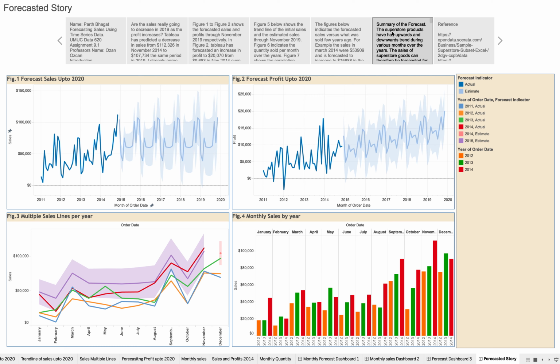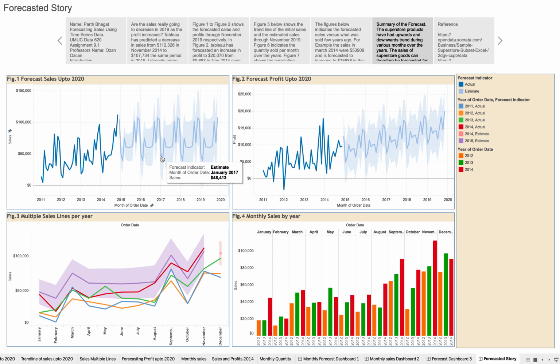So summarizing all these data sets we have here, the Superstore products have had upward and downward trends during the various months over the years. The sales of Superstore goods can therefore be forecasted for a certain number of years into the future. The data used in prediction is for the 4 years from 2011 to 2014. The trend analysis draws mostly on the monthly sales to determine what the sales will be in the coming months. The analysis indicates that there is a high possibility of upward and downward trends in the sales and profit to continue. You can see it from these graphs, profit versus sales.